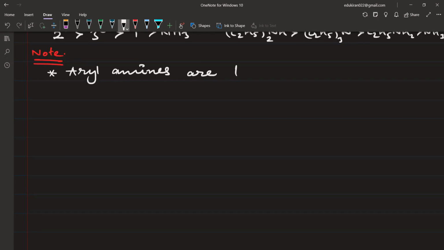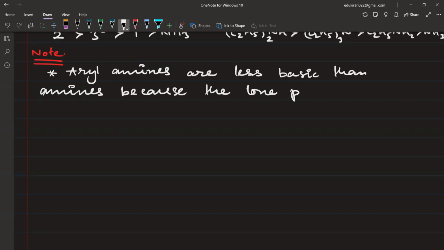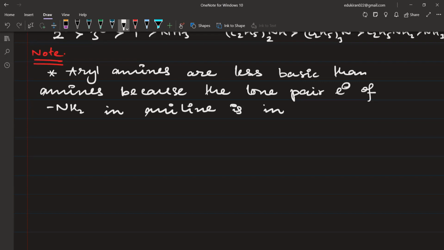Aryl amines are less basic than amines because the lone pair electron of NH2 in aniline is in resonance and less available. ठीक है, it is delocalized, एक जगह रहेगा इलेक्ट्रॉन तभी तो वो किसी को डोनेट कर सकता है, और that lone pair electron is completely delocalized, वो एक जगह है ही नहीं, and that is why it is less basic. ठीक है, than normal amines.